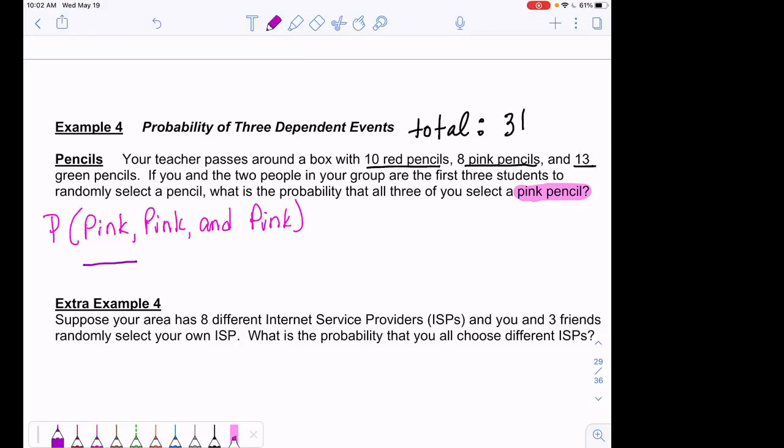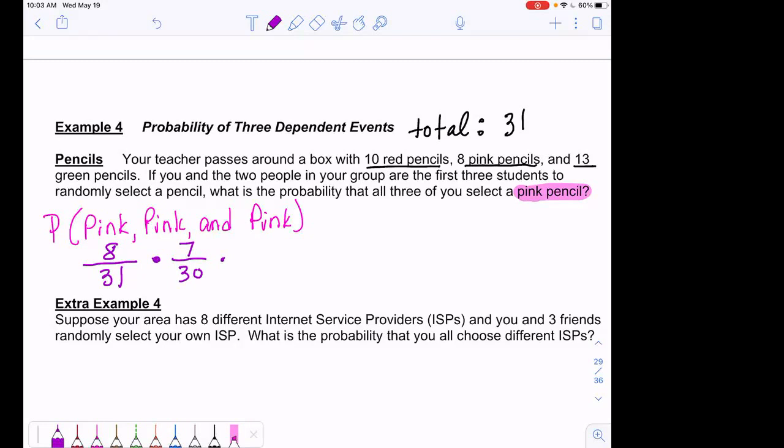TJ, how many pink pencils are in my box? Out of how many total pencils? 31. All right, so I don't have a box, but I have a little jar here with pencils in it. TJ, you select a pink pencil from my jar. And now Haley is going to select a pink pencil. How many pink pencils are left, TJ, if you picked one out? How many total pencils are left if you took one out? 30. All right, Haley. Now it's going to go to Jason.